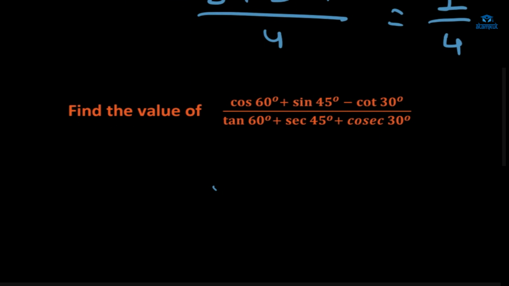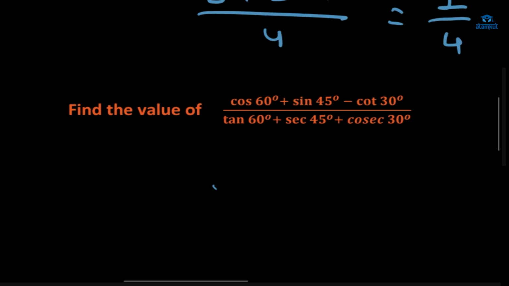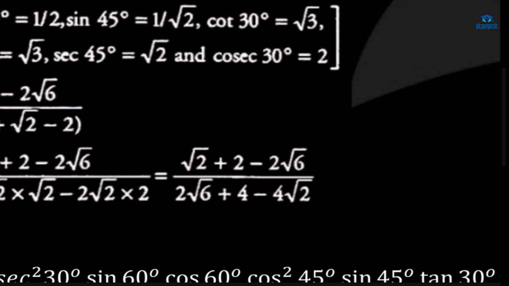Prasanna, Kashvi? Ma'am, I got 1 plus root 2 minus 2 root 3 upon 2 root 3 plus 2 root 2 plus 4. You also are getting. And Kashvi, let me check. Is it the answer? Ma'am, I got something else. Got something else. And Kashvi and Prasanna? No, ma'am, I think I can take LCM. No, even I didn't get that.